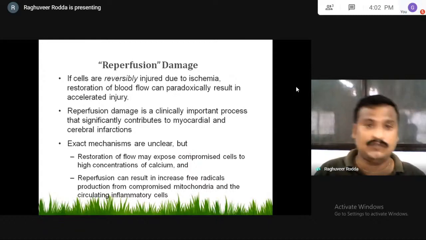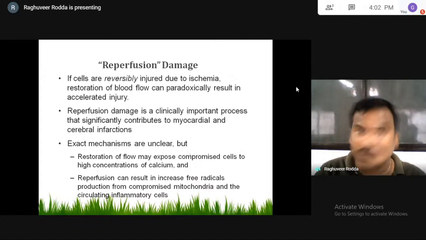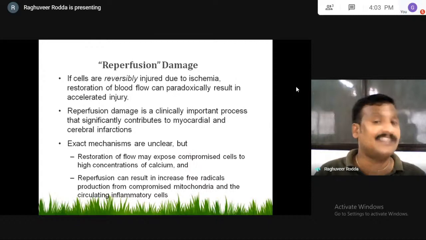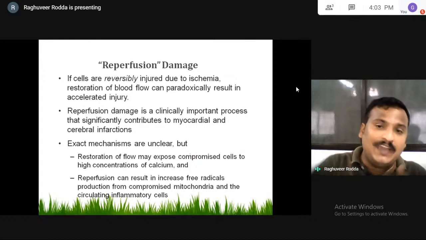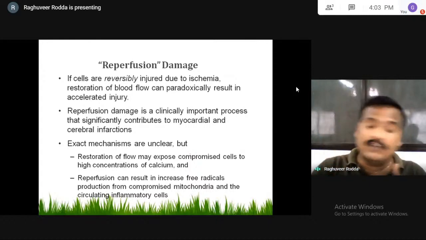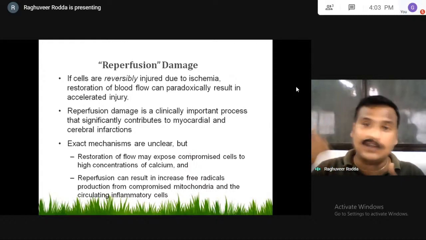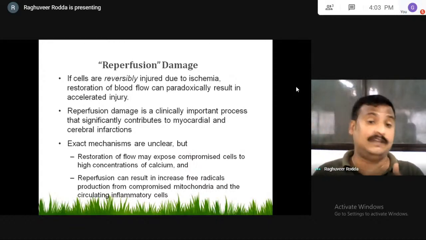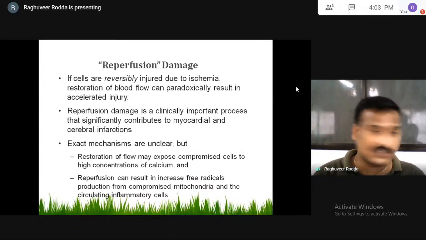So whenever you are working with injury caused by an ischemic or hypoxic condition, you should tackle it very carefully. You have to select drugs in such a manner that they slowly reverse it and slowly take out the cause of the injury. You should not reverse that injury all of a sudden. It is a very dangerous condition.